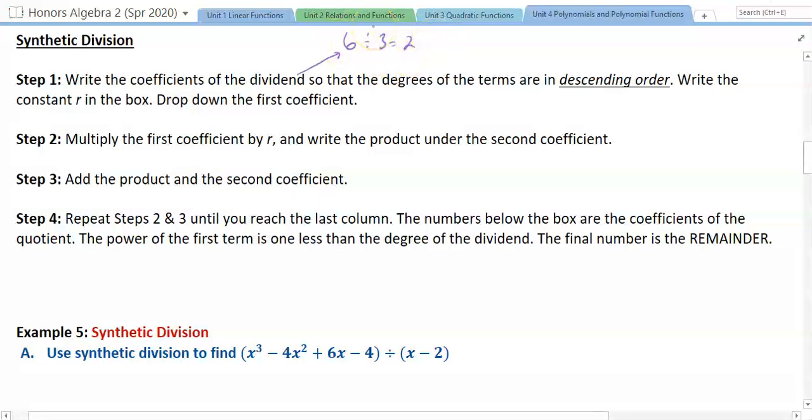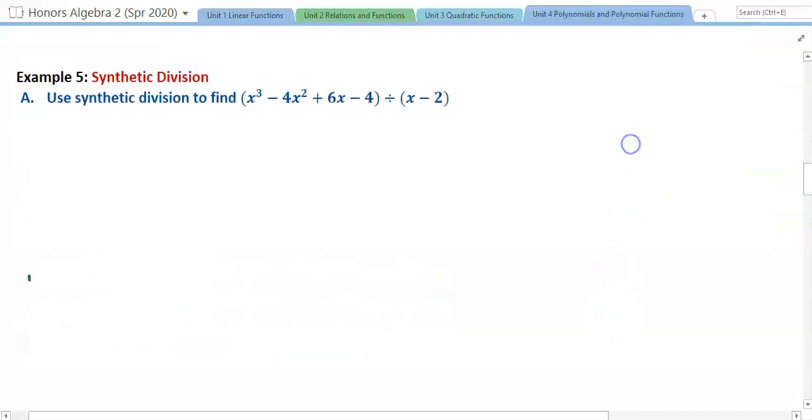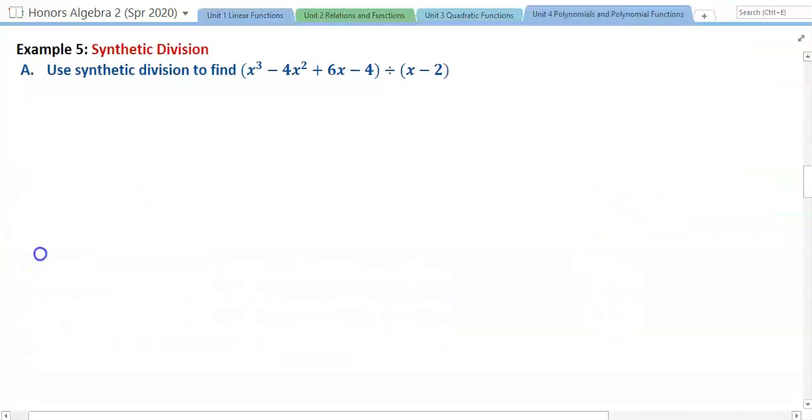And so write the coefficients of the dividend so the degrees of the terms are in descending order. Write the constant r in the box. And that is coming from the second piece, which is the x minus r piece. And then we're going to drop down the first coefficient. So I'll show you what that step looks like with example 5. Examples 2, 3, and 4 were all from long division. So example 5, we're going to draw this little box here.